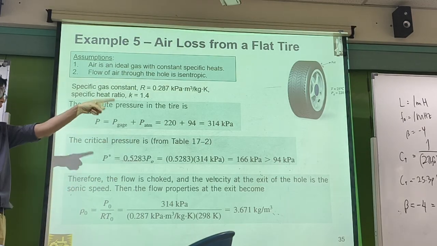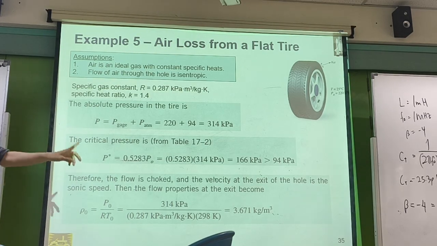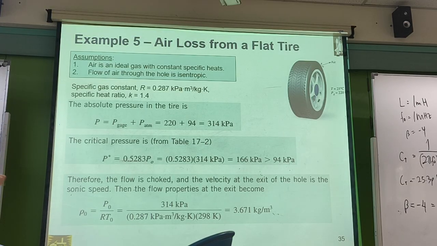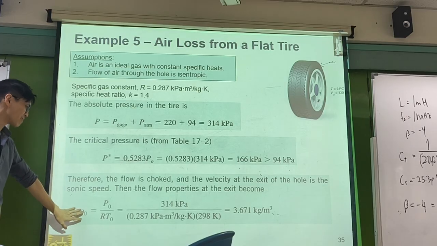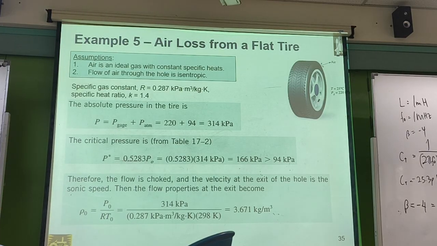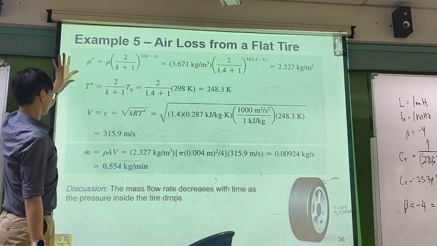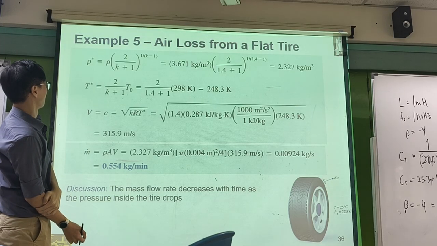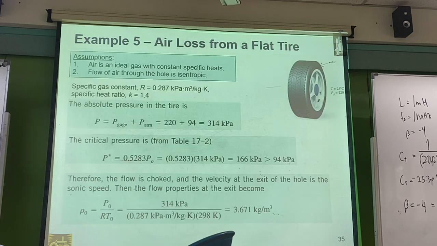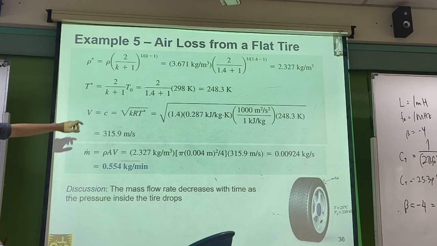We know that velocity at the exit of the hole is the sonic speed. Then the flow properties at the exit count. Actually, this is not a property at the exit, but we need the density first. This is the density inside, so this is the stagnation density first. This is just an alternate way. The previous method that you saw just now is also applicable, but in this method, we first find the stagnation density. Why do we find the stagnation density first? Because then we can use the... Actually, I don't know why we find the stagnation density. Wait, let me see. Yeah, okay, I just didn't use the term here.